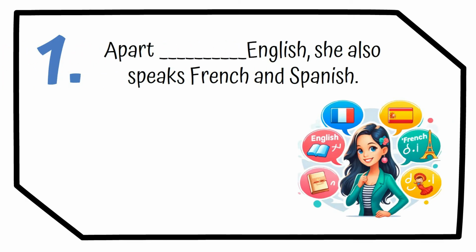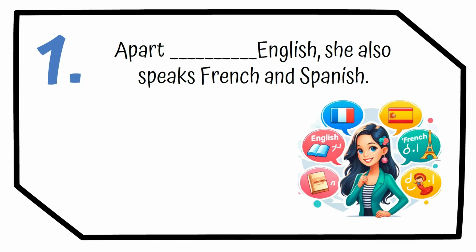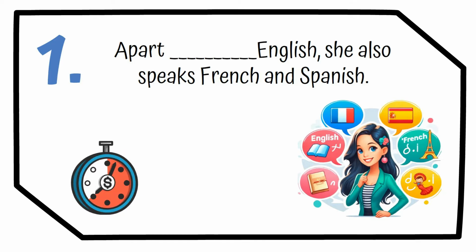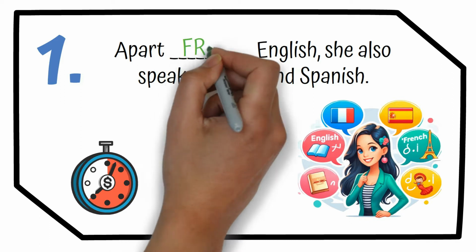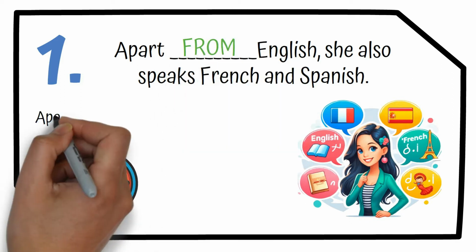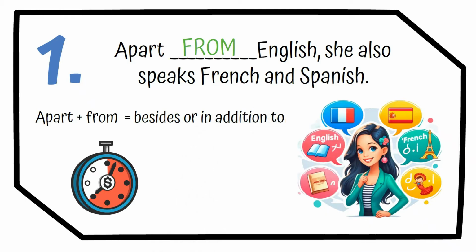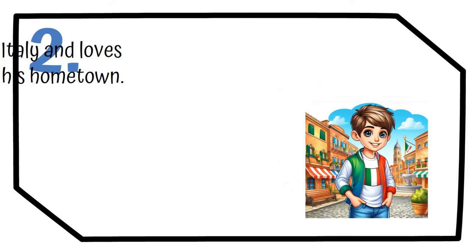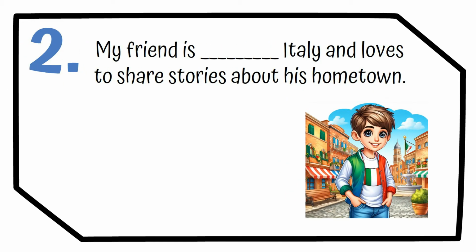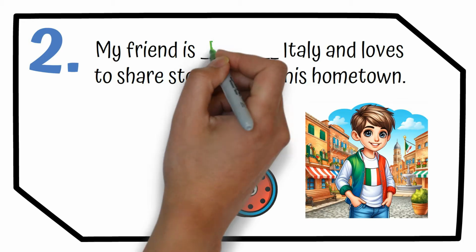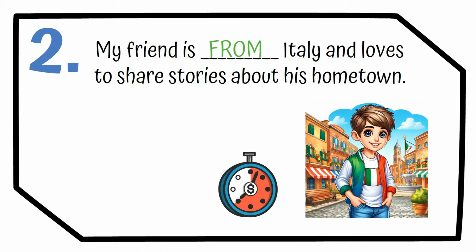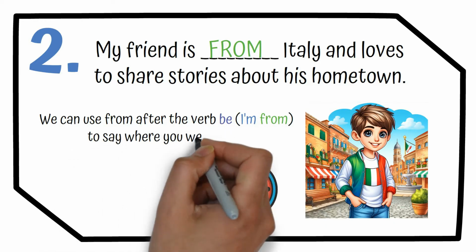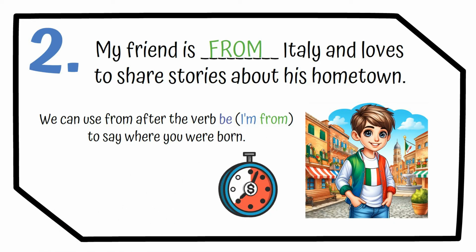Question number 1. Do you know the correct answer? Here, the correct answer is from. We can use apart from to say besides or in addition to. Let's look at number 2. The correct answer here is from. We can use from after the verb be to say where you were born. For example, this person is from Italy.